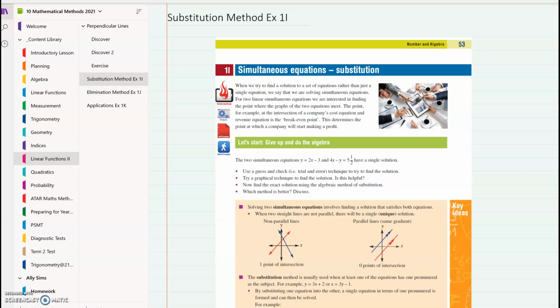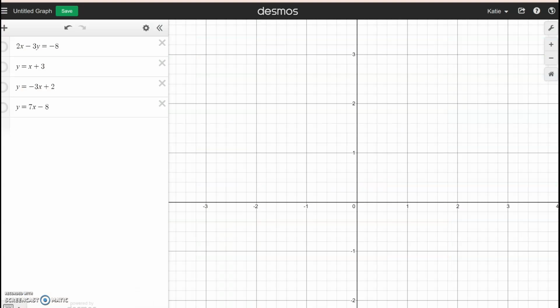So in this video, I'm going to take you through the substitution method. In our last lesson, we just started looking at what a simultaneous solution is, and we can either draw the graph and find where the two lines meet, or we've got two algebraic ways of doing it. We've got the substitution method, which is what this video is on, and then the second one will be the elimination method.